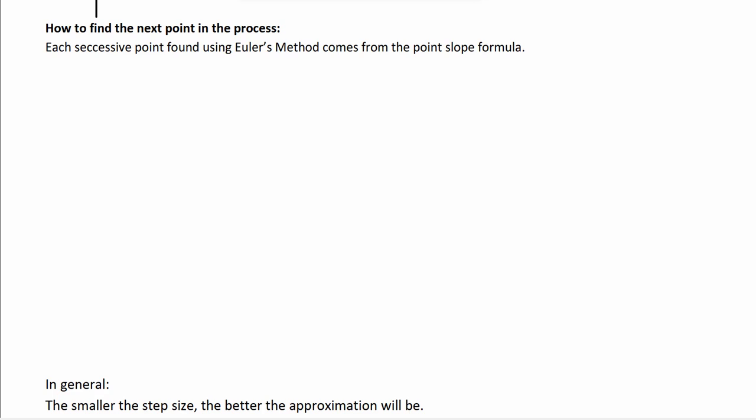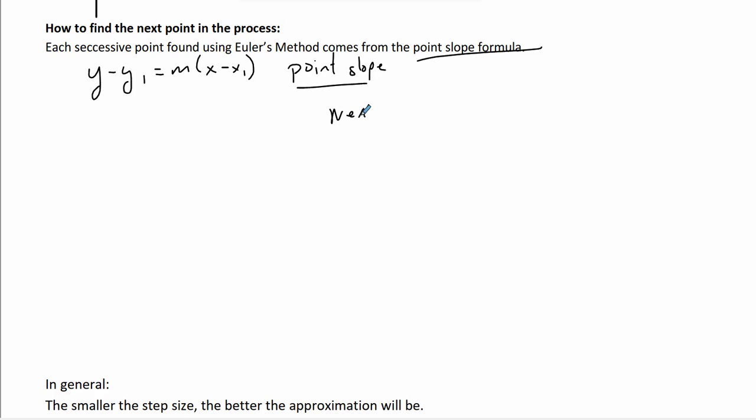So what's going to happen is we are basing Euler's method, and it comes from the point-slope formula. The original point-slope formula is y minus y1 is equal to m times x minus x1. Again, point-slope, right? You've been doing this since Algebra 1, hopefully. If our first point is x1, y1, then our next point is going to be x sub 2, y sub 2.